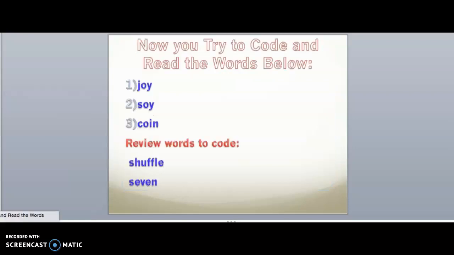Now, boys and girls, I want you to go ahead and try it. I want you to code it, code the words you see on the screen, read them, take a picture, and upload them onto Class Dojo. Remember, when we see a vowel team, we underline and we write two V's. And on the bottom, I want you to review these words you see that we have learned. I want you to code them and read them.